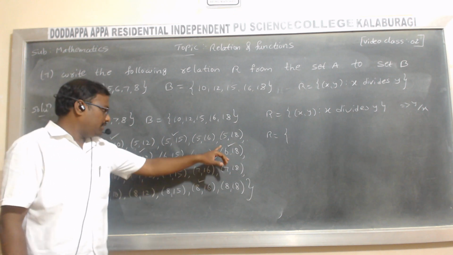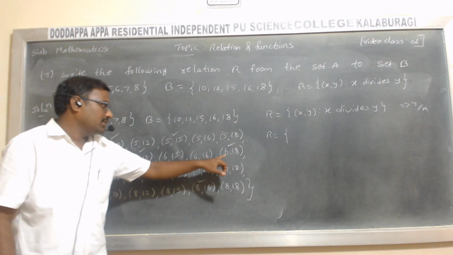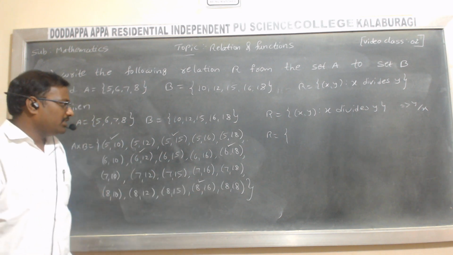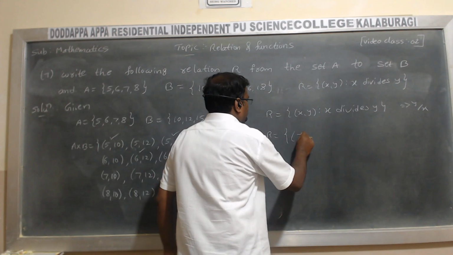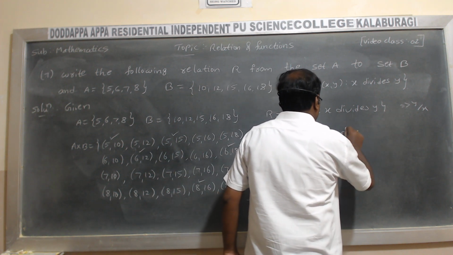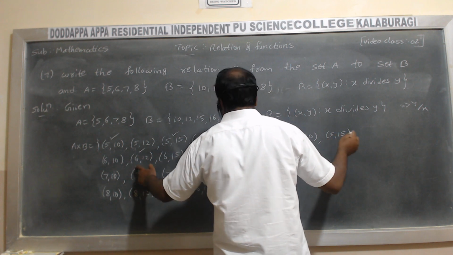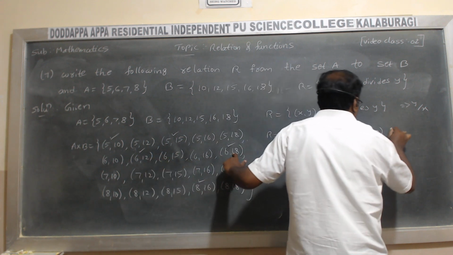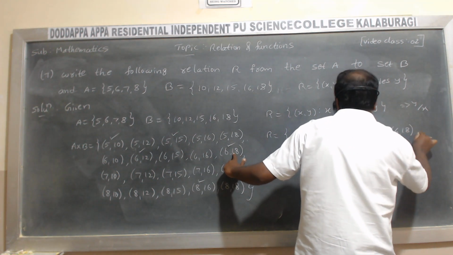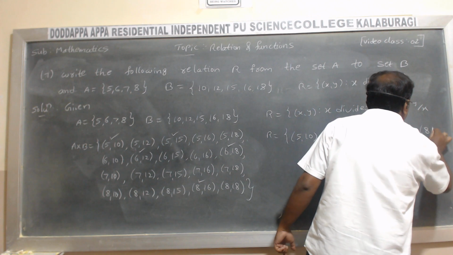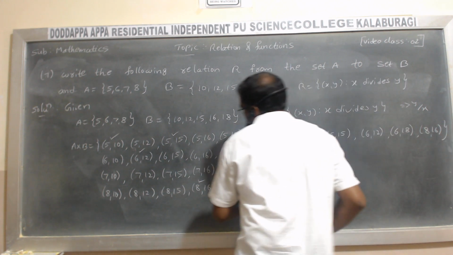5 comma 15, 6 comma 12, 6 comma 18, 8 comma 16. So write down 5 comma 10, 5 comma 15, next 6 comma 12, next 6 comma 18, next 8 comma 16. Okay, ready.